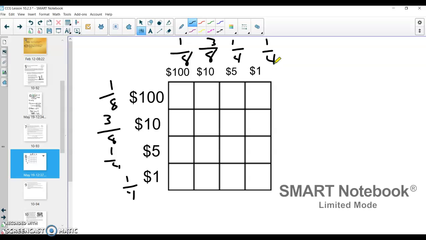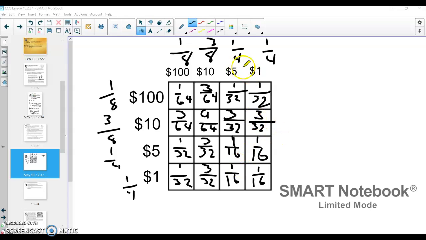I'm going to do a little pausing here and fill out my table. Remember, what I'm doing here is just multiplying in. If I'm talking about the square that goes with 100, I'm multiplying 1/8 times 1/8, like I would do with any area model. The table is filled out. Like I said, I just multiplied the fractions to get what goes in the box.